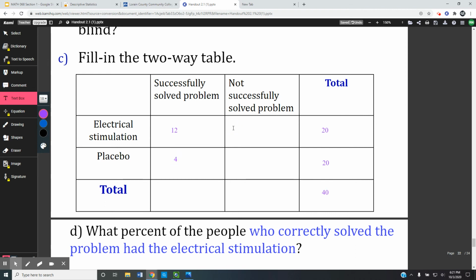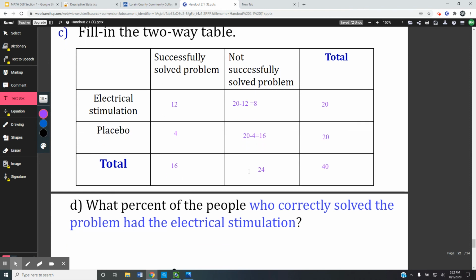Now, in order to get my not successful, well, obviously it's going to be 20 minus the 12, which means in this particular category, I'm going to have 8. I would do exactly the same thing here. I would take my 20, I would minus my given 4, and I'd be equal to 16. My totals, I could just simply add 12 and 4. 12 and 4 makes 16. And for my other one, 16 and 8 makes 24. So I have my values that I need in order to do my percentages.